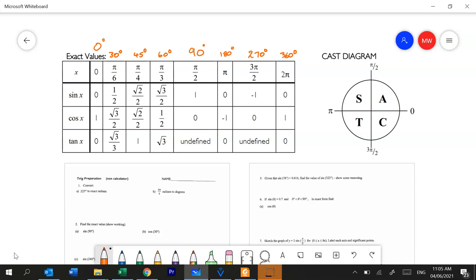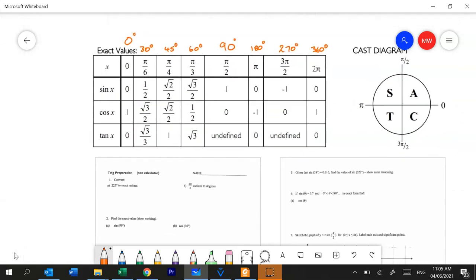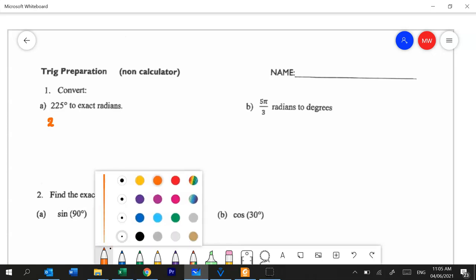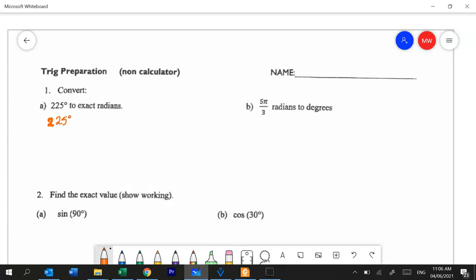So let's jump in at question 1, and we'll get ourselves started. In question 1, we're going to be converting from degrees to radians and from radians to degrees. So remember, when we're going to do this, what we do is we take the 225 degrees, okay, and to convert it over, what we do is we multiply that by pi over 180. I just make that a fraction to make it a little easier. Top times top, bottom times bottom, so it becomes 225 pi over 180. And we'll simplify that fraction if we can.